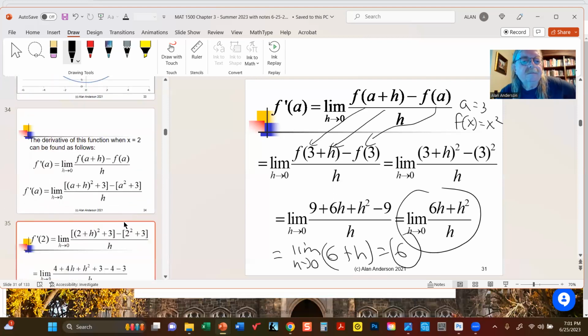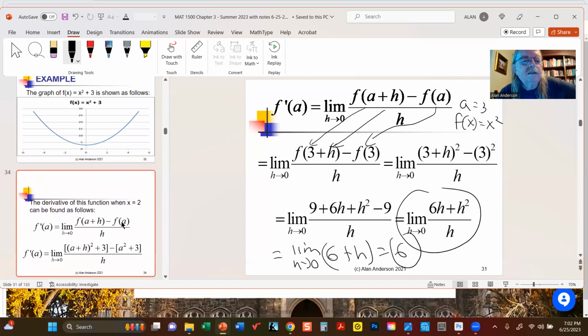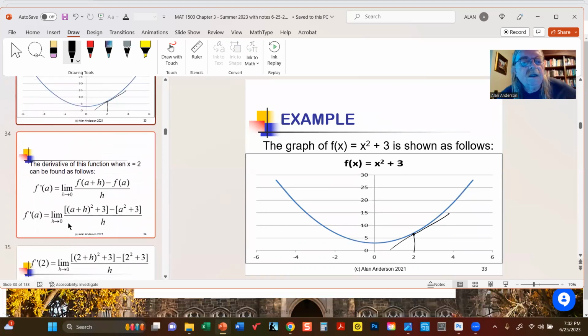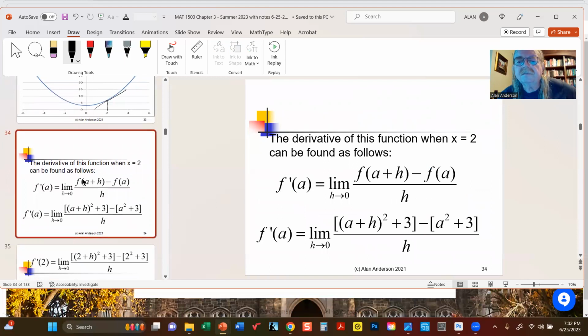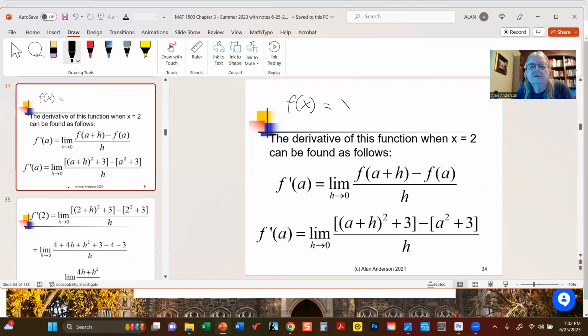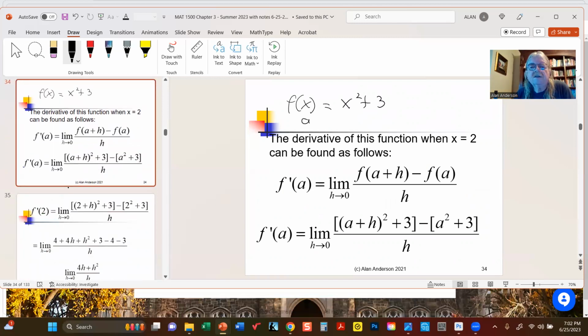All right, so let's see. Oh, here we go. We've got another example. Now, here's f of x equals x squared plus 3. And now this time we're interested in finding out the derivative when x equals 2. Okay. So let's use the first approach. And remember, the function this time is a little bit messier. It's x squared plus 3. And a this time is 2.